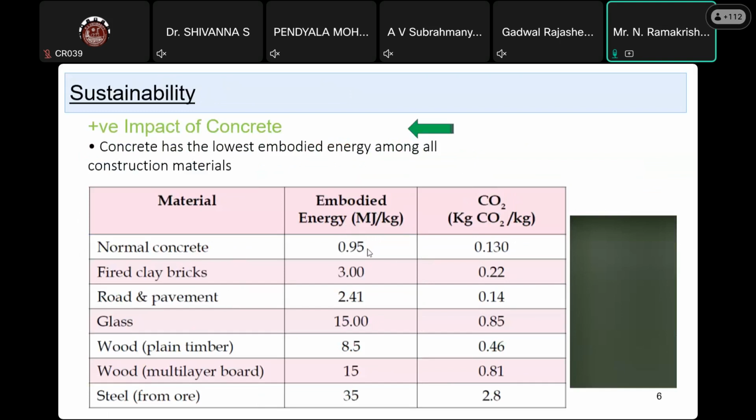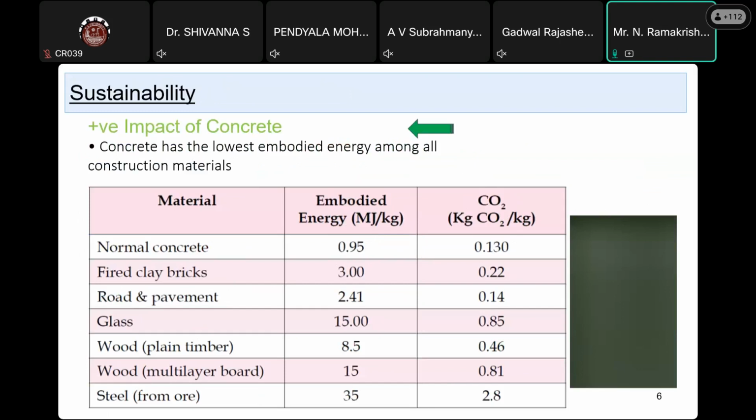So first of all, let me define embedded energy. It is the total energy required, the summation of the energy required while you extract the ore from the mines, and then processing, manufacturing, transporting, distributing, assembling, and constructing. All these different energies are required at different points of time. You add all of them up, and the summation is what we call embedded energy, in megajoules per unit weight.